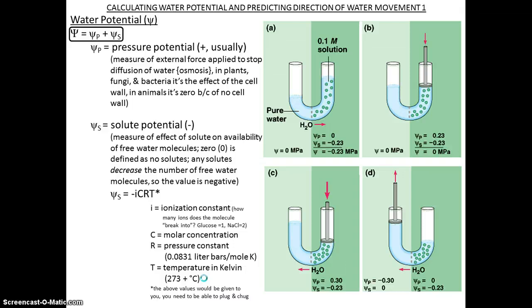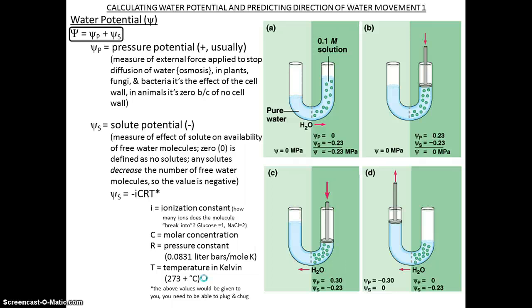How do you calculate water potential and predict the direction of water movement? Again, we go back to this key formula: water potential equals the pressure potential plus the solute potential. Pressure potential can be both positive and negative, but it's usually positive.